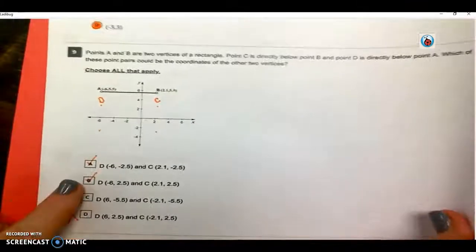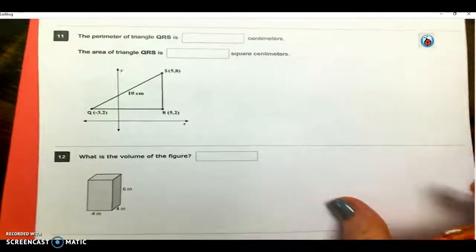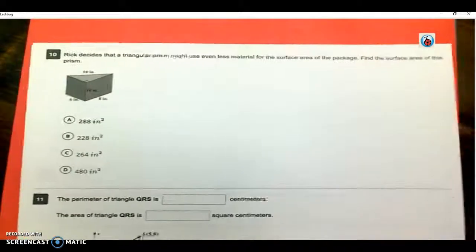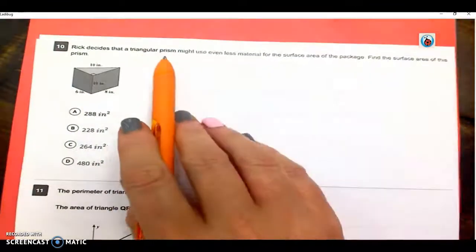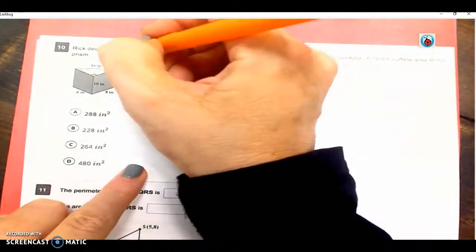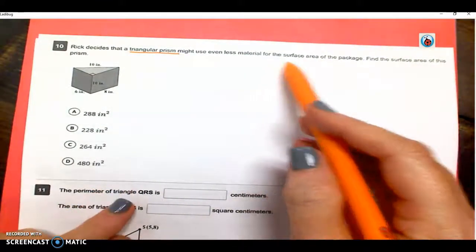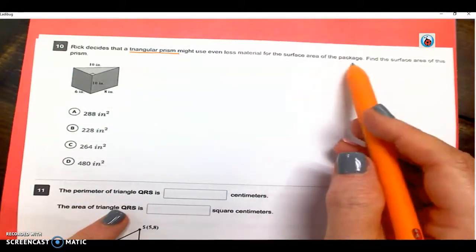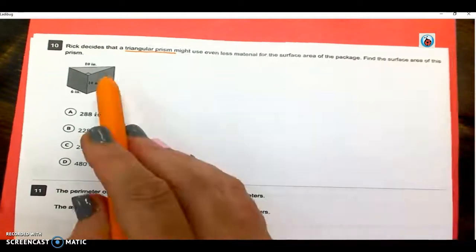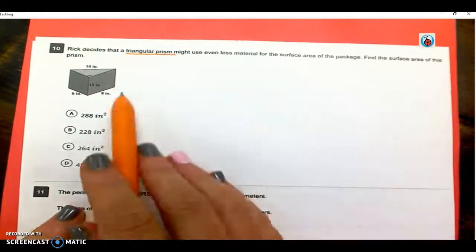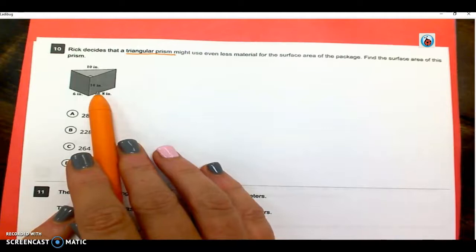All right, now let's move on to number 10. It says Rick decides that a triangular prism might use even less material for the surface area of the package. Find the surface area of this prism. So we know to find surface area, we're going to have to find the area of all faces, and then we're going to add them together.